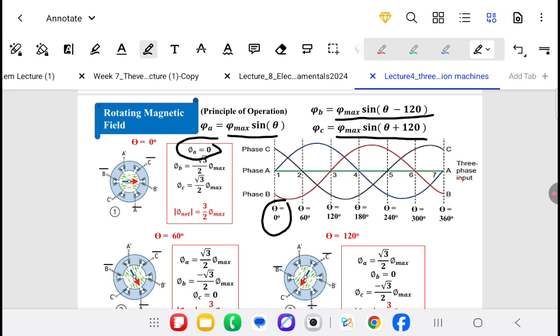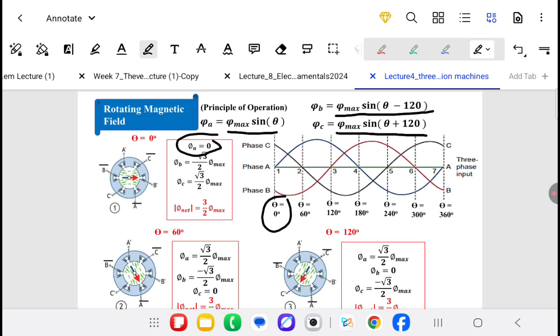We will take different instances of time, or thetas. Theta equals 0. We substitute theta equals 0 in the equations for phi A, phi B and phi C. For phi A, sine 0 equals 0, then phi A equals 0. For phi B, phi maximum sine of negative 120 at theta equals 0, which is equal to negative root 3 over 2 phi maximum. And for phase C, phi maximum sine 120, which is equal to root 3 over 2 phi maximum.